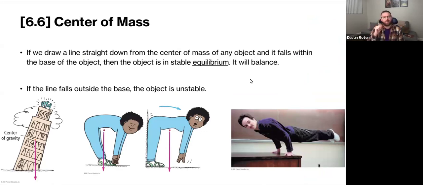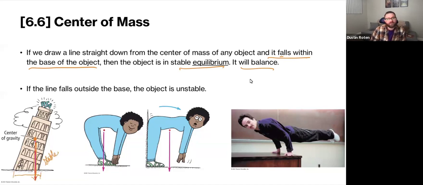Just to think about the whole center of mass thing a little bit more in stability, if we have whatever object and you draw a straight line down from its center of mass, if the straight line you draw falls within the base of the object, then the object is not going to tip over. It's in stable equilibrium. It will balance. So you can see here, even though the leaning tower of Pisa is leaning, if you determine its center of mass and draw your arrow down, it falls within the base, so it's stable.